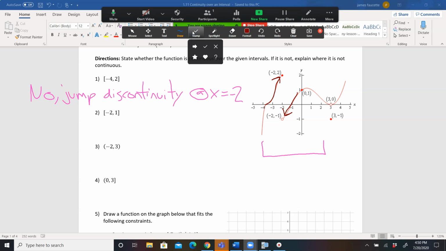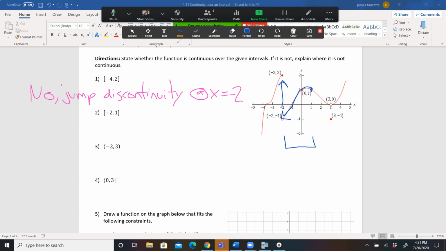Okay, next interval, we have -2 to 1. So -2 to +1. Now we are including -2. So I'm actually going to start from 1 because the function is continuous at 1. And we would need to be able to trace all the way back to -2. Now we're okay right until we get to x equals -2, right? Because then we have this jump discontinuity that we talked about before, which means the function is not going to be continuous over this interval.